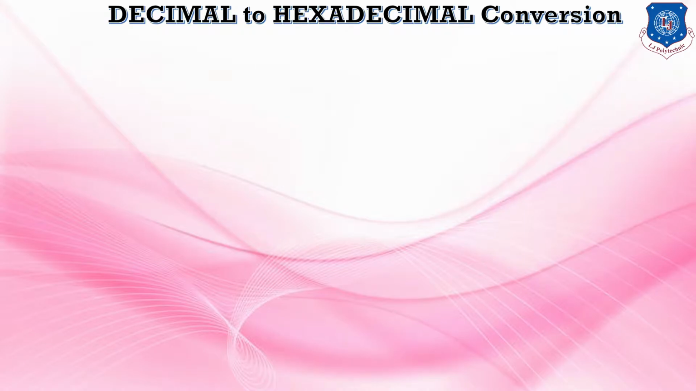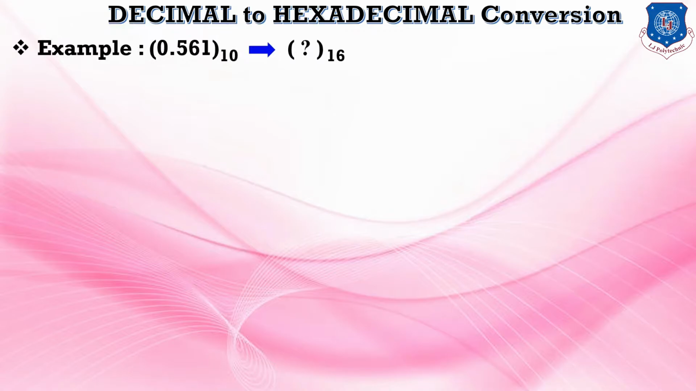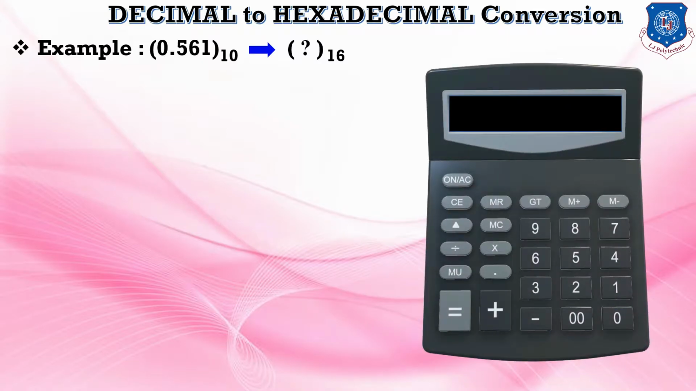The decimal to hexadecimal conversion method for a fractional value is a little bit different. Here I take 0.561 as a fractional decimal number. Now we proceed to its hexadecimal conversion. Dear students, make sure that for decimal to hexadecimal conversion of a fractional number, we have to follow multiplication with the base or radix. Here for our reference we use a calculator.